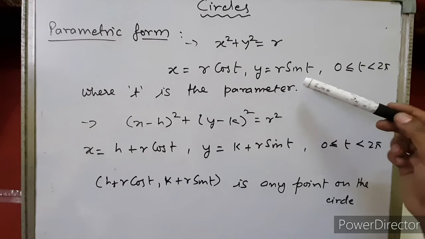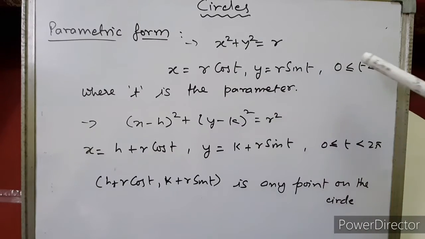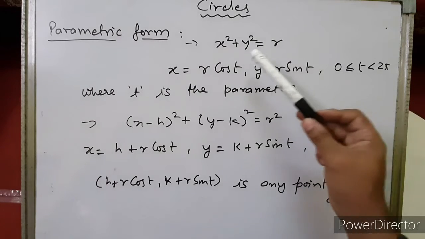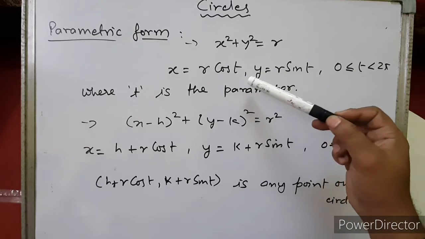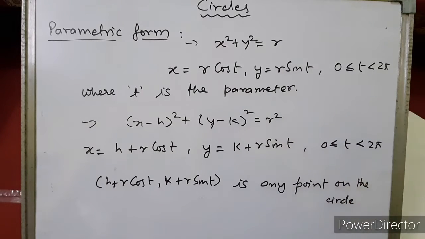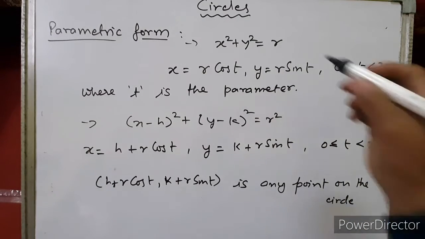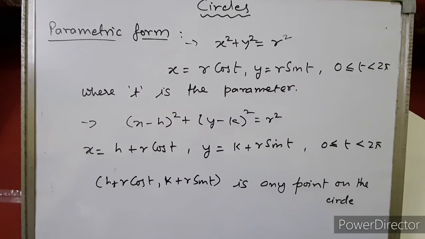And if we put the value of x and y in the equation, we'll get the same equation again. If we put x equals r cos t and y equals r sin t, squaring and taking r square common, we'll get x square plus y square equals r square here.